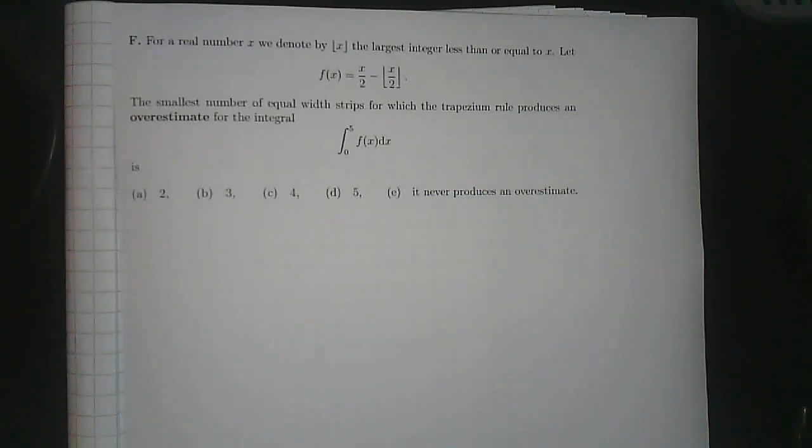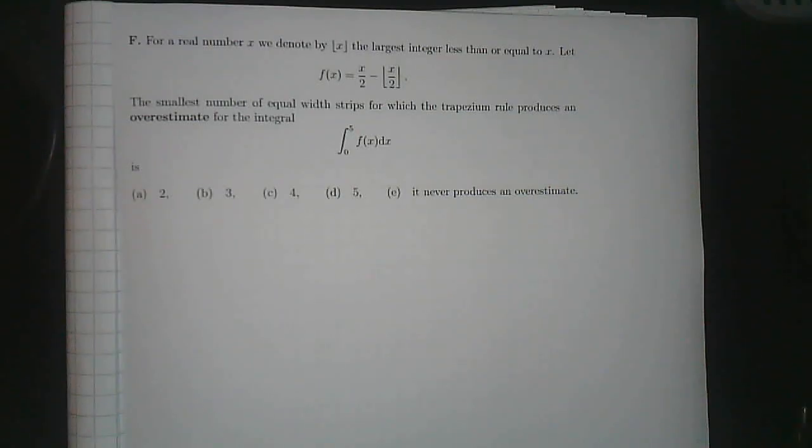For a real number x, we denote by the floor function, that expression there, the largest integer less than or equal to x, and then let f of x equal x over 2 minus the floor function of x over 2. And then it says the smallest number of equal width strips for which the trapezium rule produces an overestimate for the integral is it 2, 3, 4, 5, or it never produces an overestimate.